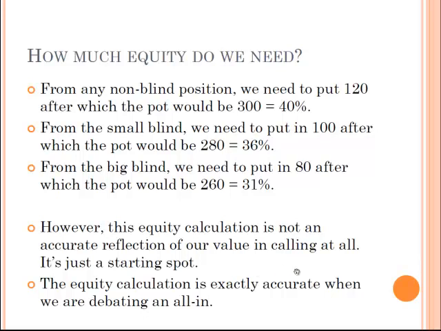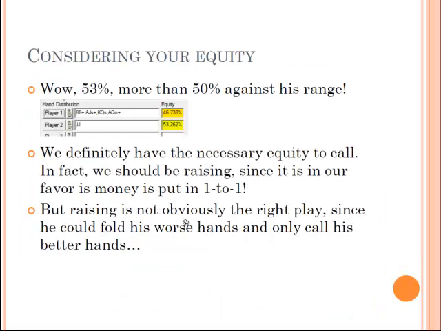And so if you do this calculation, this is what Poker Stove looks like. You give yourself pocket jacks, you give your opponent their range, and you see that I have 53% equity, which is way more than what we said we needed. We said we needed 40. So definitely we should be calling. We could even be raising, right? If we have more than 50% equity, it's in our favor to put money in 1-to-1, right? If our chances of winning are more than 50%, it's in our favor if I put in 200 additional chips and he also puts in 200 additional chips. So we should at least be calling, maybe even raising.